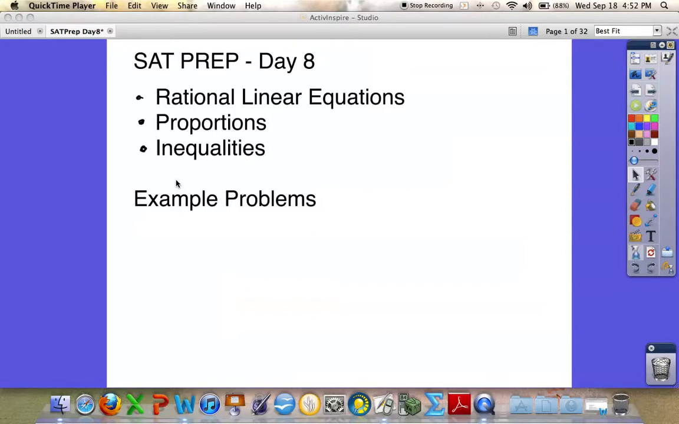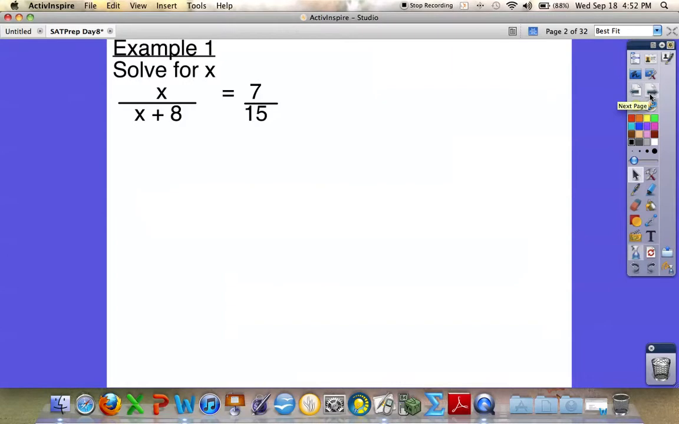All right, starting with rational linear equations. The first problem says solve for x: x over x plus 8 equals 7 over 15. This is a proportion, and a true proportion is one fraction equals another fraction. And so we solve that by cross multiplying.